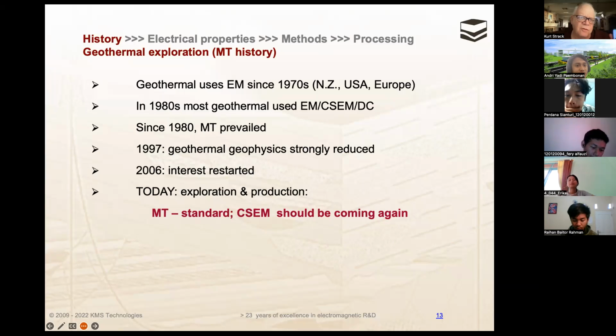In the 1990s, the use of geothermal geophysics was reduced. Today, it's very active and increasing more.